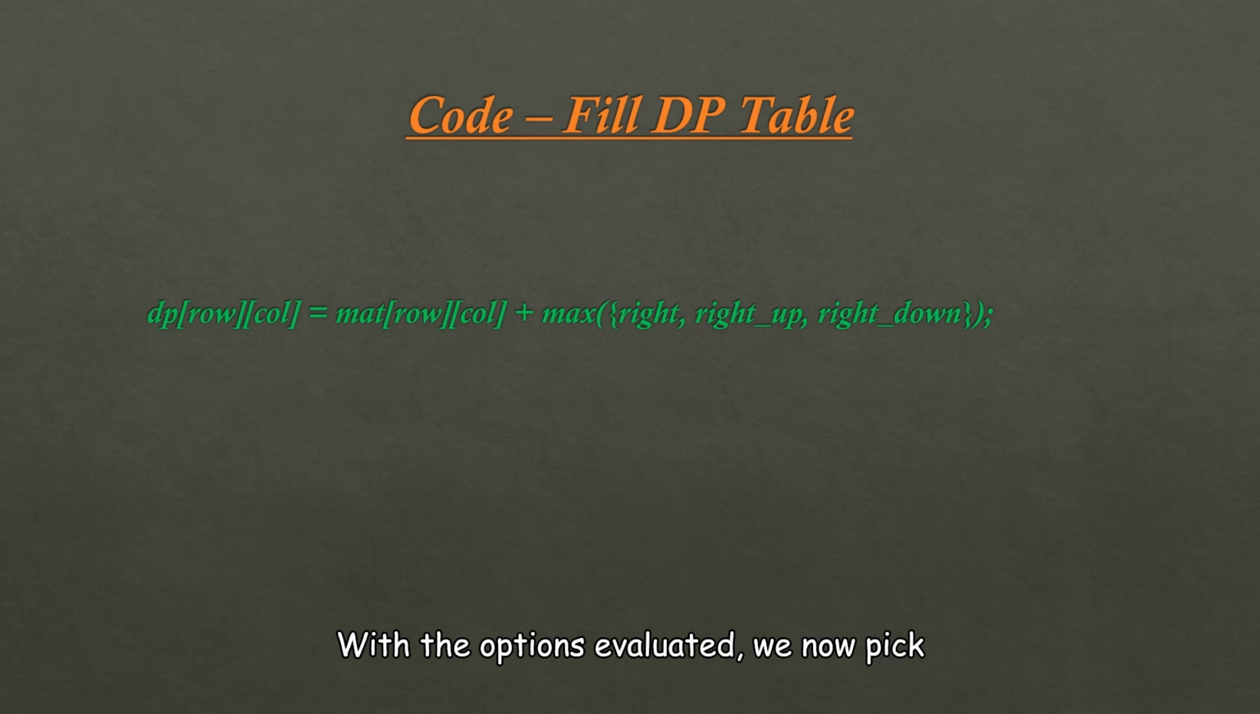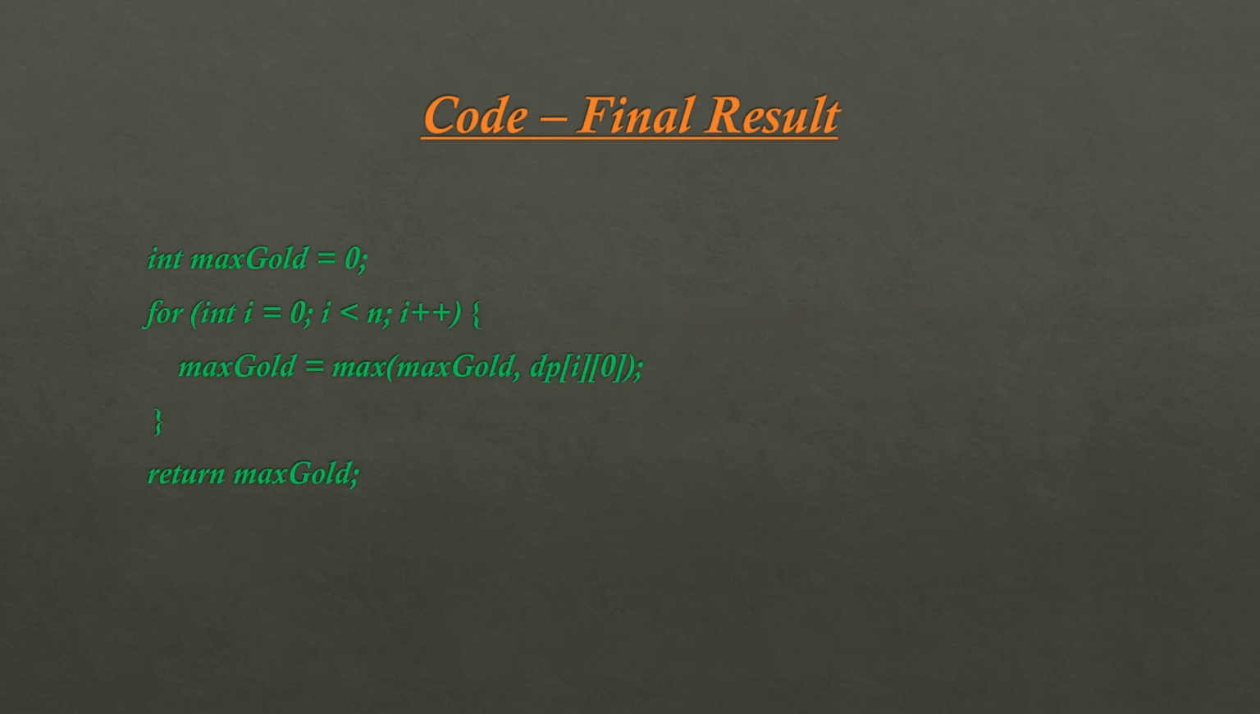With the options evaluated, we now pick the best one. We update the current cell in the DP table as the value of gold at the current cell plus the maximum gold collectible from the three potential next moves. Once we have filled the DP table, we scan the first column where the miner could have started from and return the highest value. That value represents the maximum gold the miner can gather starting from any row in column 0.